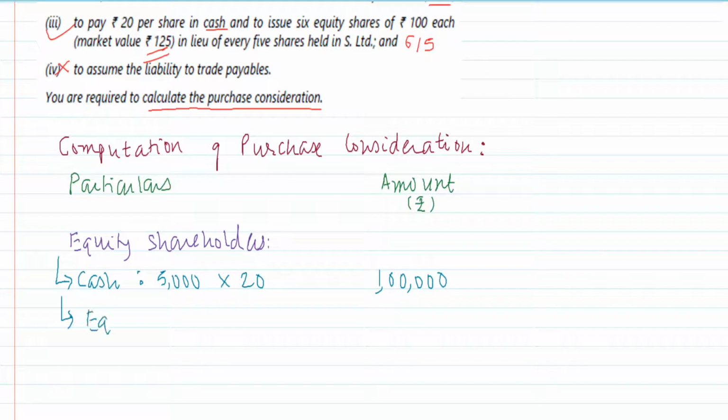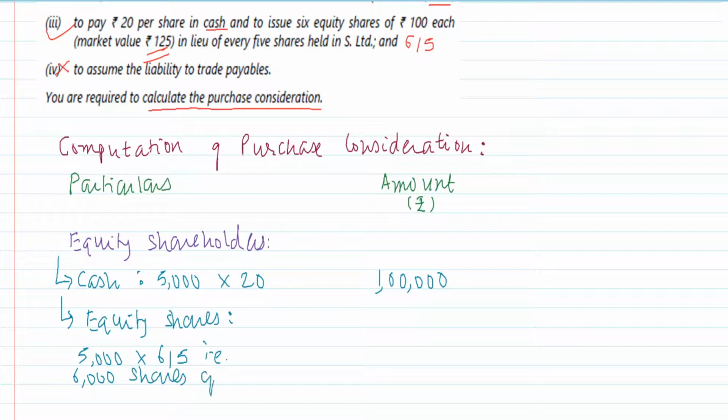Next, we are ready to pay them in terms of equity shares, right? In terms of equity shares. They have 5,000 shares, and as we have understood, our share exchange ratio is 6 by 5. So that is 6,000 shares will be issued. So 6,000 shares of purchasing company, which is P Limited, and the value of 1 share is 125. So 6,000 into 125, we are giving them equity shares worth 7,50,000. Isn't it?